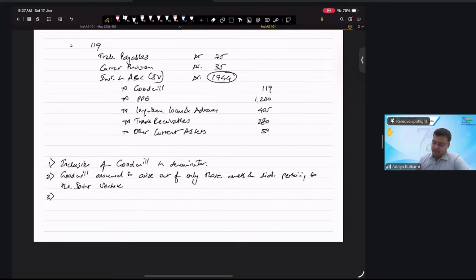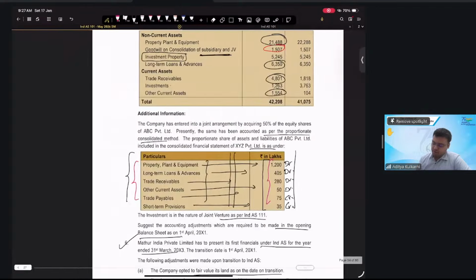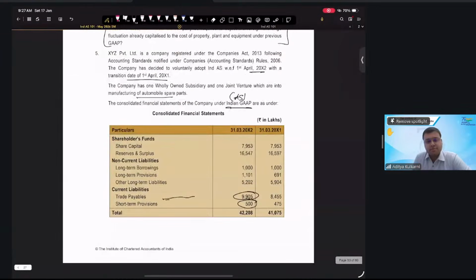Third, look at this balance sheet. Whose balance sheet is it? XYZ Limited. Which balance sheet is it? Standalone or consolidated?